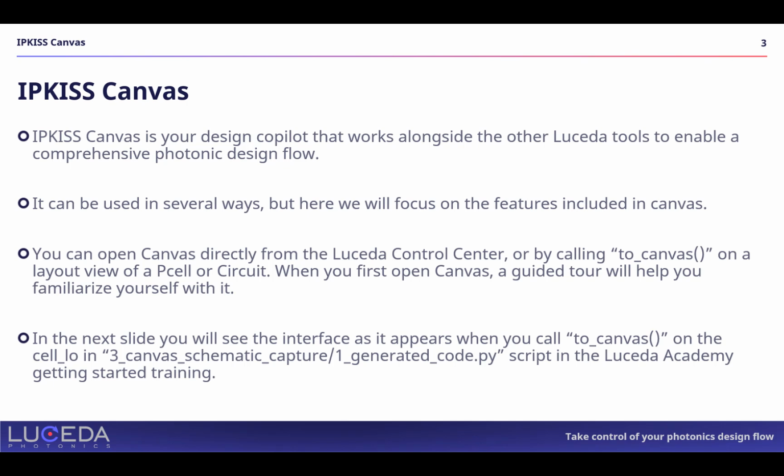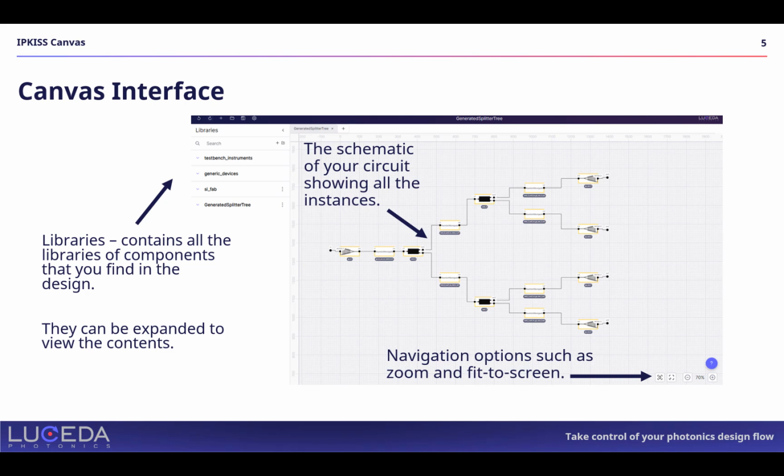You can open Canvas directly from the Lucida Control Center or by calling to Canvas on a layout view of a P-cell or circuit. When you first open Canvas, a guided tour will show you around. Here we see the Canvas interface, where you have a library menu on the left-hand side which can be expanded, and on the right you see the schematic showing all of your circuit instances.